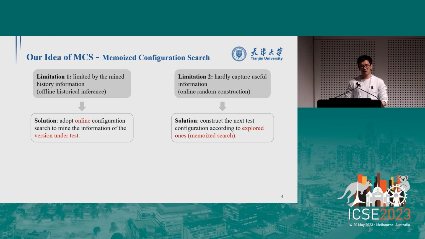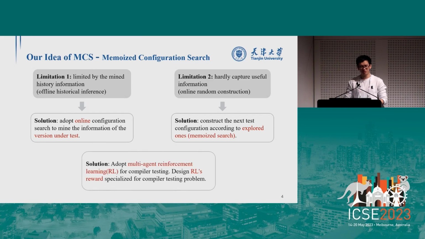MCS adopts the online configuration search to map the information of the compiler version under test, and it adopts the Memoized configuration search to construct the next configuration according to the explored configurations. And to see the mutual effect among options, we adopt the multi-agent reinforcement learning and design its reward through 3 perspectives.